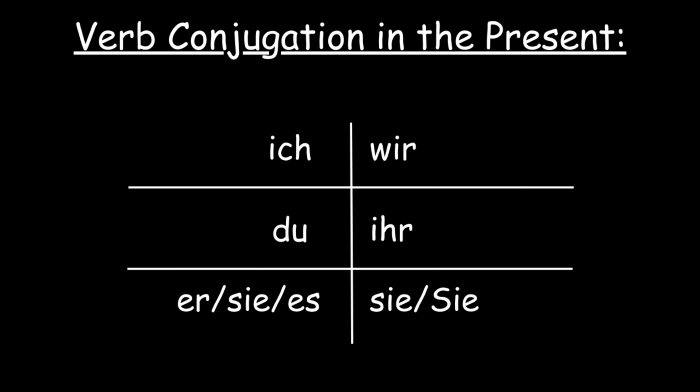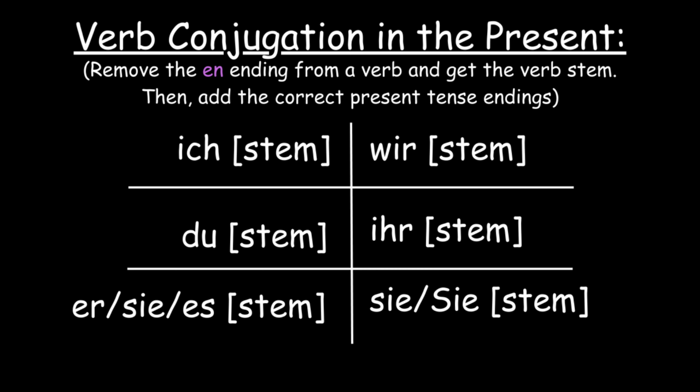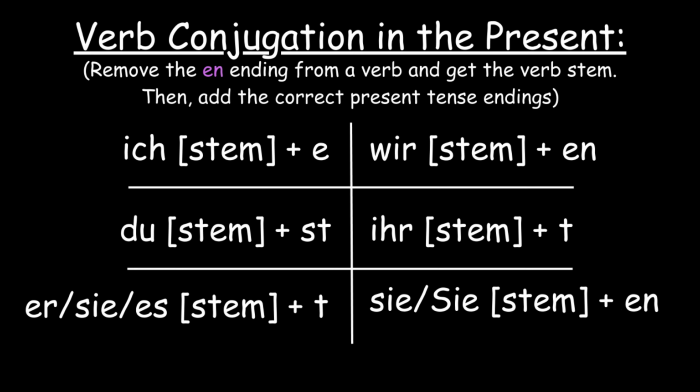The conjugation pattern for verbs in the present tense goes as follows. We remove the n ending and get the verb stem. After doing so, we have to add the correct present tense endings. For ich, we add e. For du, we add st. For er, sie, es, add t. For wir and sie, add en.